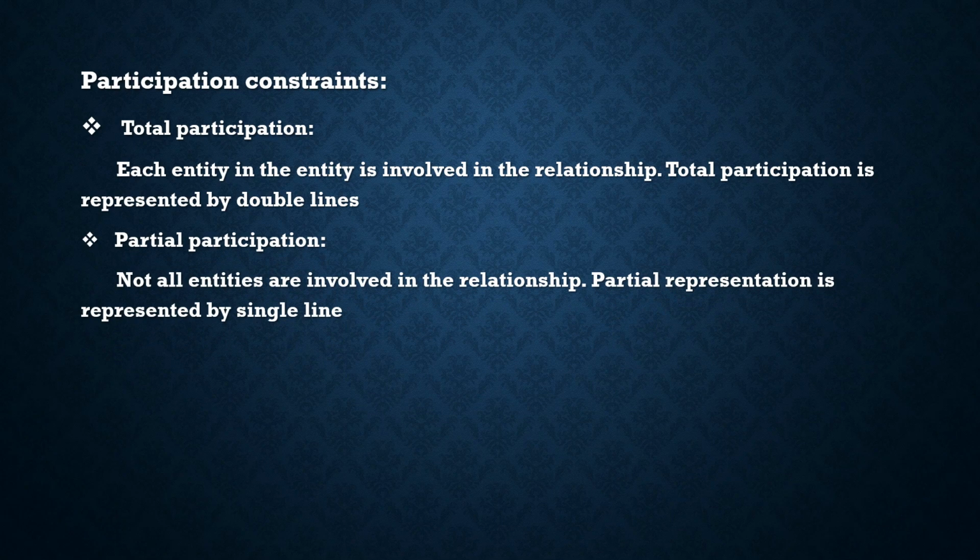First one is total participation. That means each entity in the entity set is involved in the relationship, and it is represented by double lines. Partial participation means not all entities are involved in the relationship. Some entities are involved in the relationship. This is called partial participation and it is represented by a single line. You can expect this question for 2 marks: what do you mean by total participation, or what do you mean by partial participation? It's very important for your examination purpose.